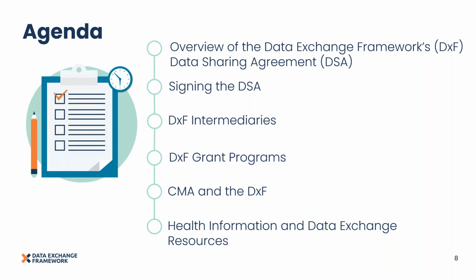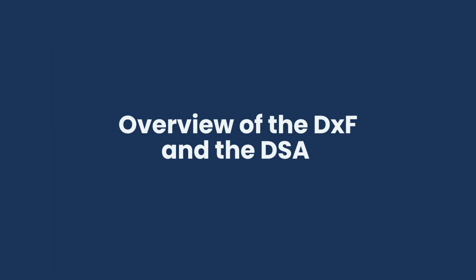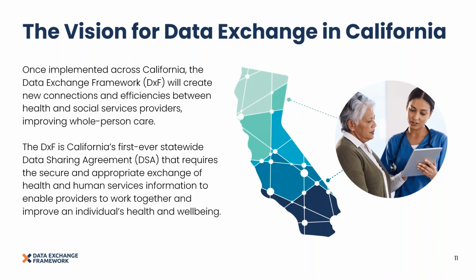In this space, there's a lot of acronyms. We've tried to call them out each time. Subsequently, I'll probably be saying DXF for Data Exchange Framework. DSA is Data Sharing Agreement. We'll cover what signing the DSA is about, who intermediaries are, grant programs, some slides specifically tailored for this audience, and then share some of the resources that we have over and above the resources that David already called out on the CMA side. You met us, so I'll jump right through.